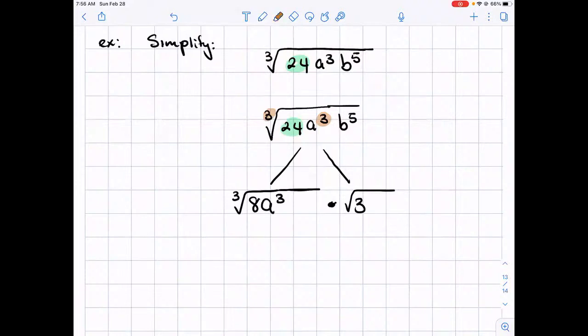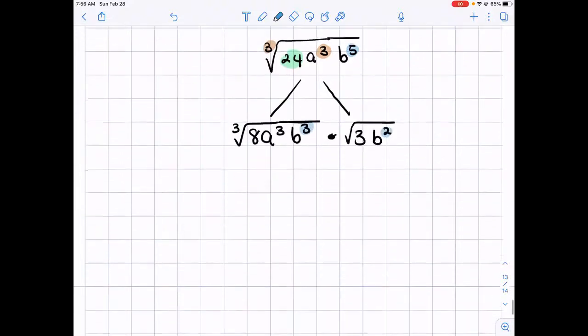Now, b to the fifth is bigger than 3, so that can be simplified also. Remember, if the power is the same as or bigger than the index, it can be simplified. So we write this as b to the third and b to the second, because when you add these two powers here, you get back 5. Everything here can simplify.